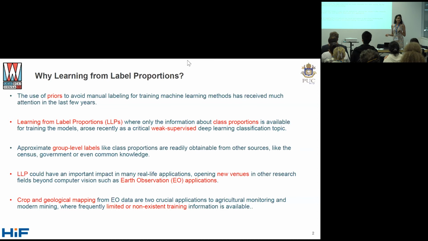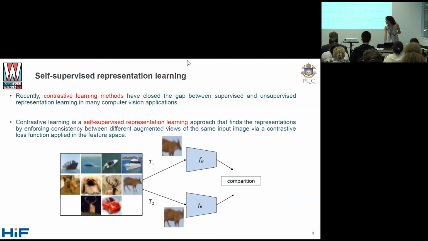Considering this, this work will focus principally on crop mapping and geological mapping, which are two different applications. We want to assess the potential of learning from proportions for two very different tasks, and they are crucial for the environmental impact we already have on our planet.